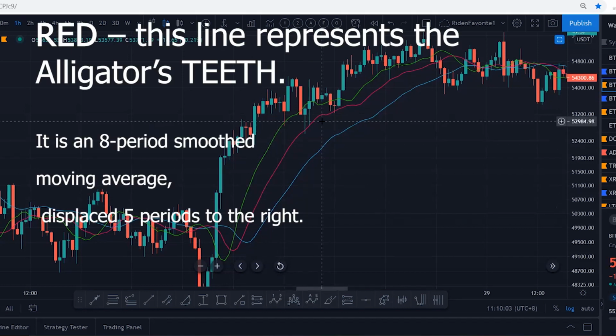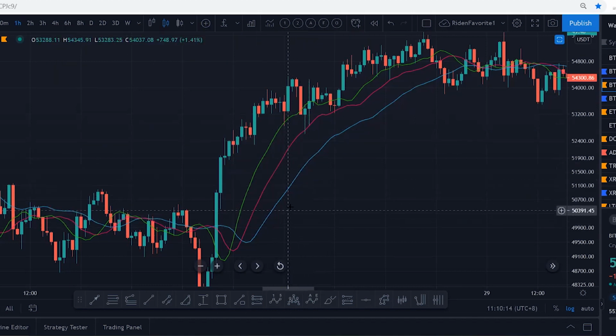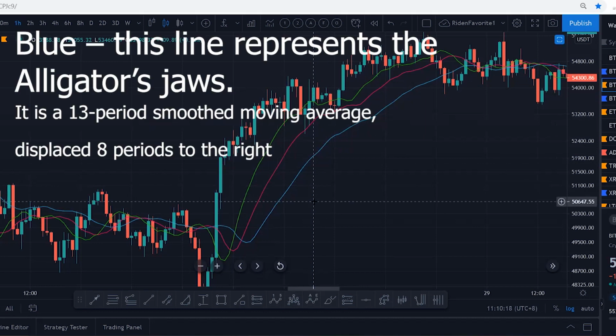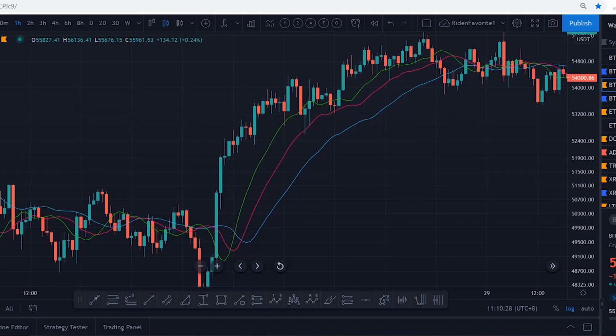The red line represents the alligator teeth. It is an 8-period smoothed moving average that displays 5 periods to the right. The blue one represents the alligator's jaw. It is a 13-period smoothed moving average and displays 8 periods to the right. The above is the default Bill Williams alligator setting.